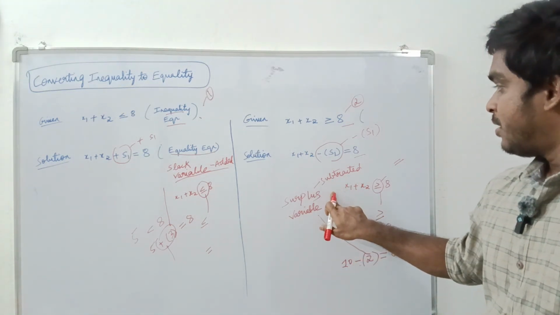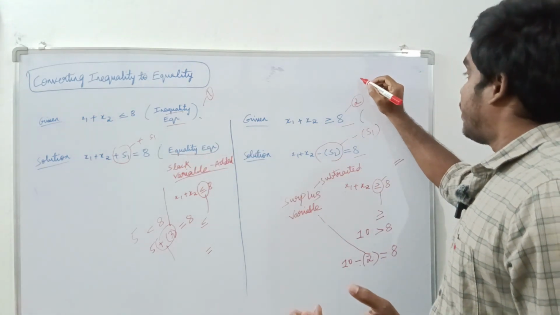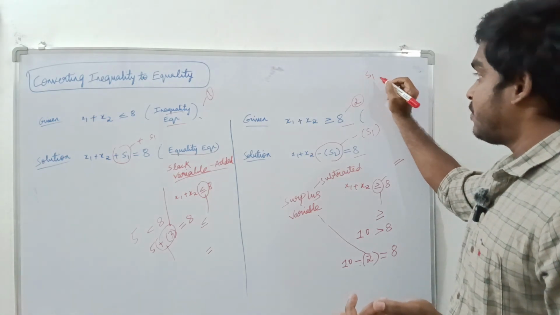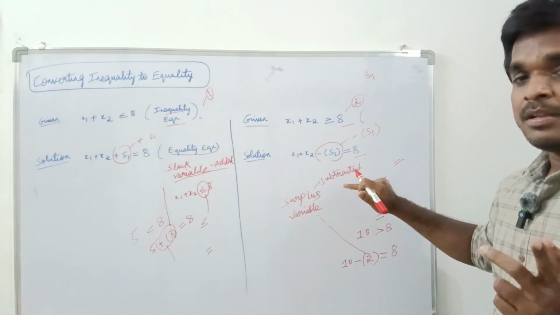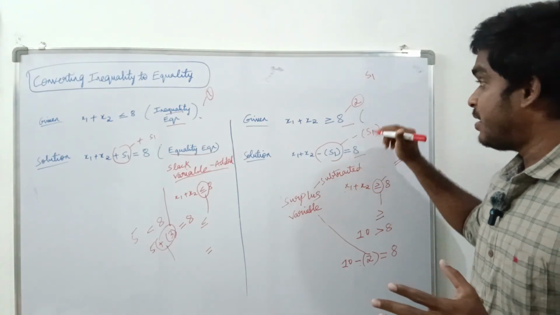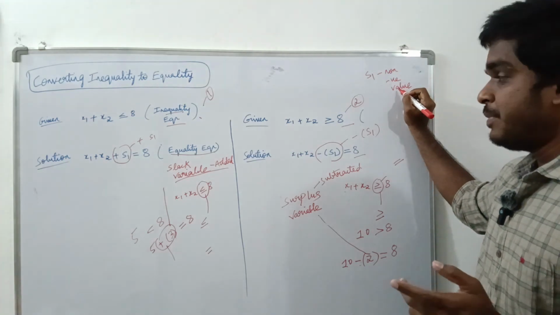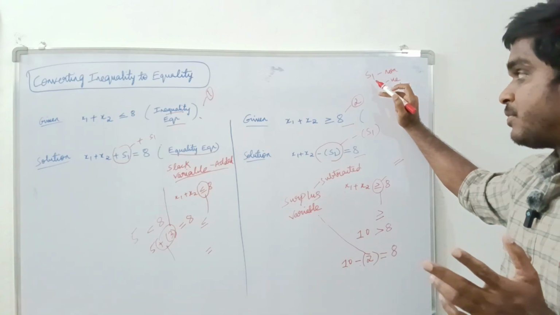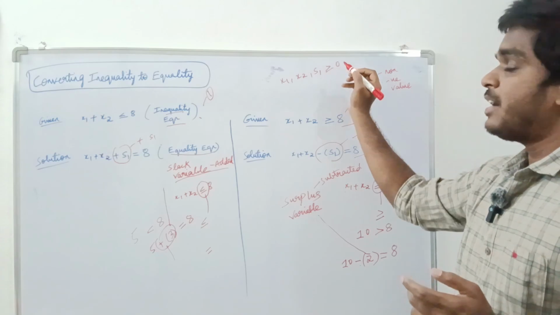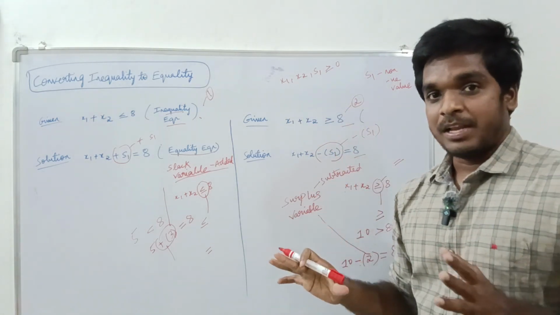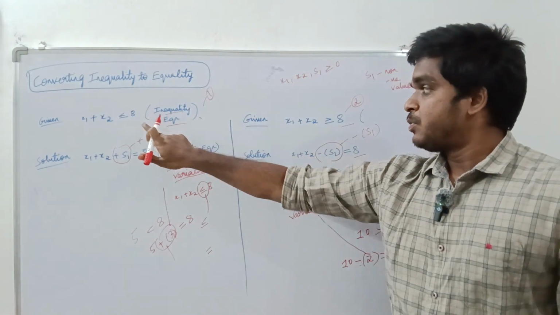Now what we can conclude, the most important point, is that this s1, which is the slack variable here, and this s1, which is the surplus variable here, is a non-negative value. It means it will take only positive values. x1, x2 will always be greater than or equal to 0. This is all about converting inequality equation to equality equation.